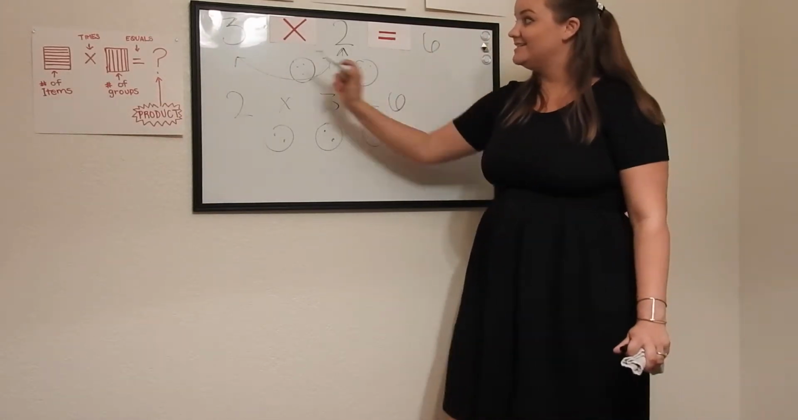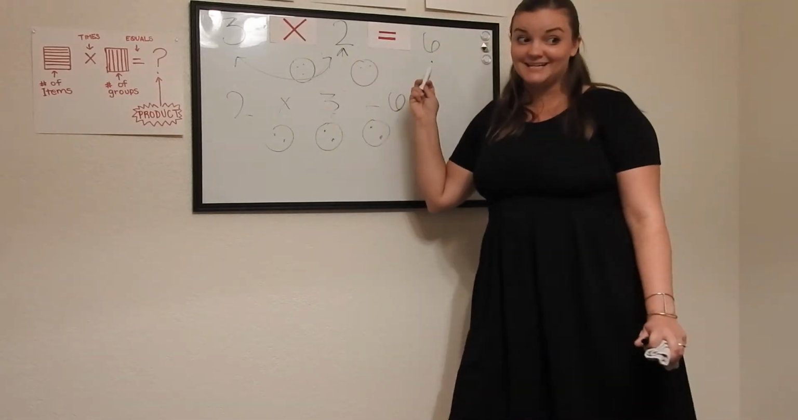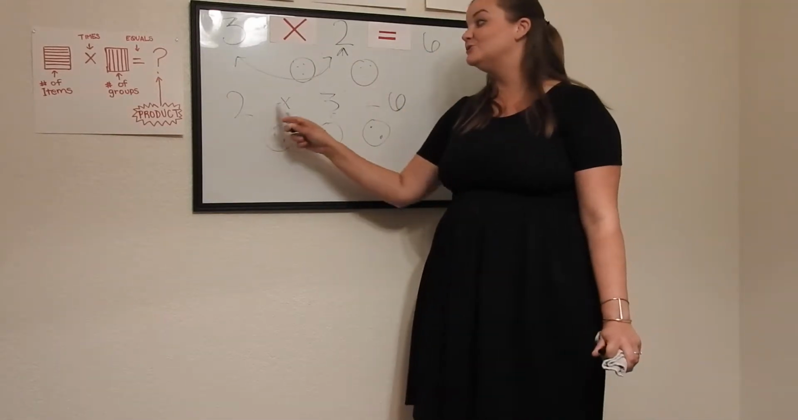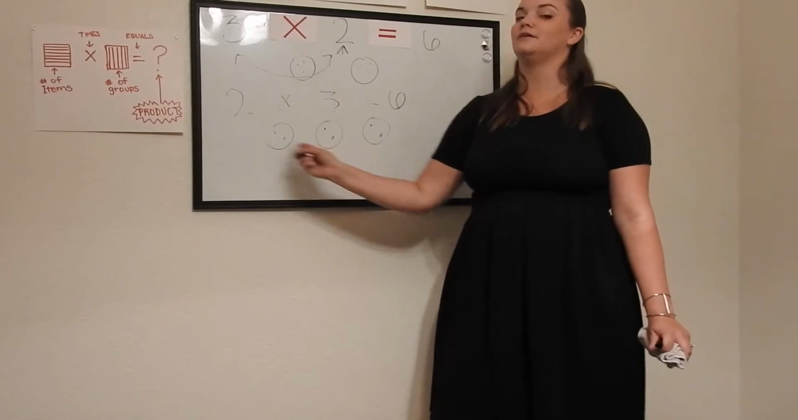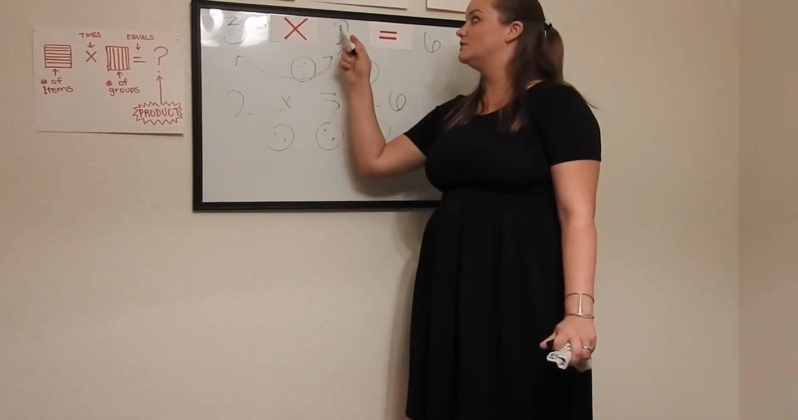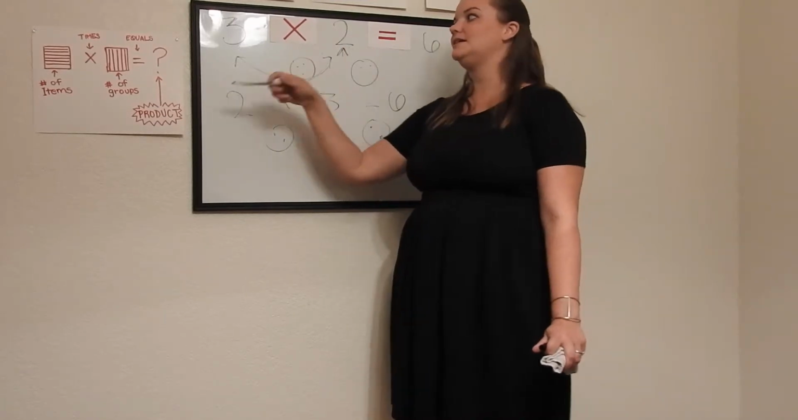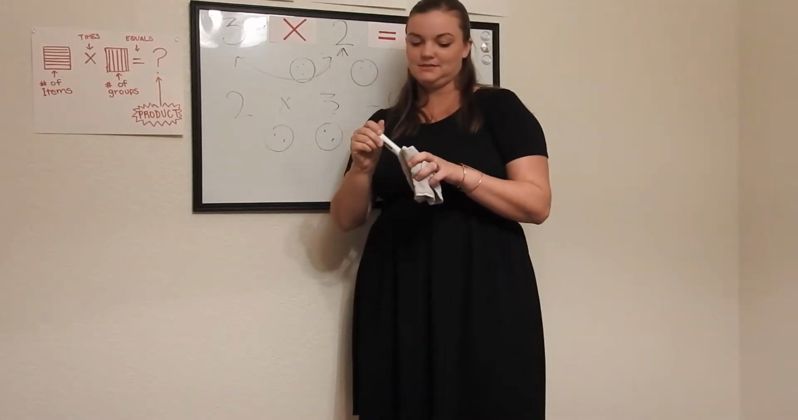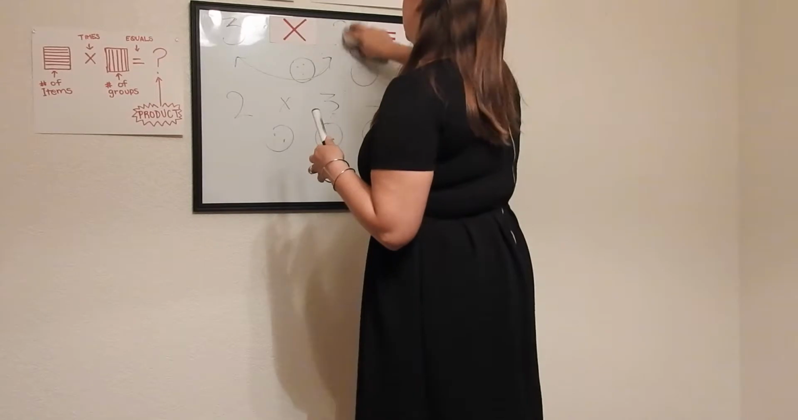So you'll see that 3 times 2 equals 6, but also 2 times 3 equals 6. So no matter which way they are, they're going to equal the same amount. Even though this number represents groups and this number represents items, we're still going to get the same answer.